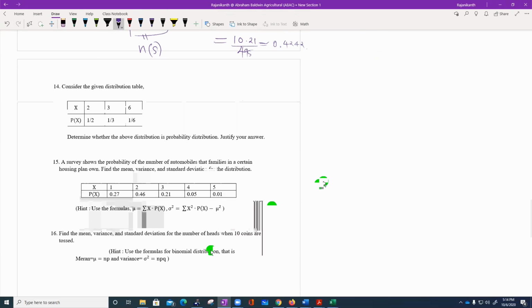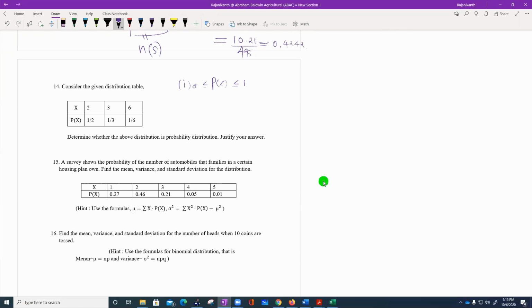You are given a table, a distribution table. We don't know whether this is a probability distribution or not, right? How do you check whether the given distribution table is a probability distribution? There are two conditions you have to always check, right? If you want to check the given table is a probability distribution table, the probability of each cell should be between 0 and 1 inclusively.